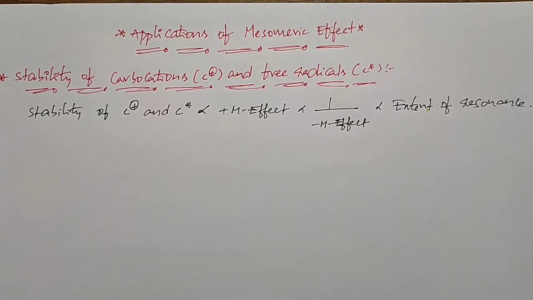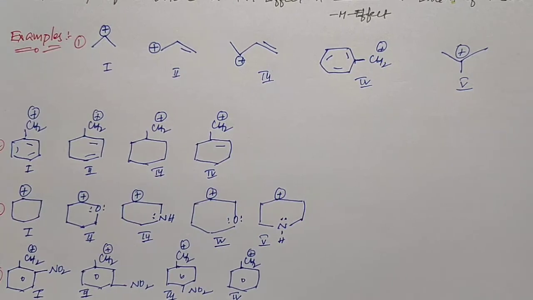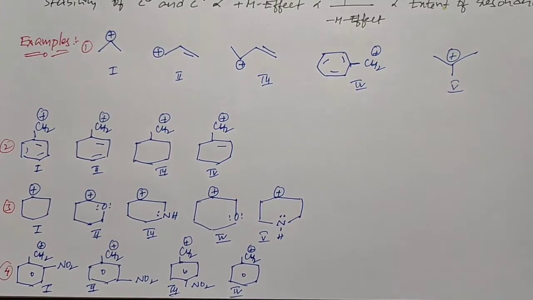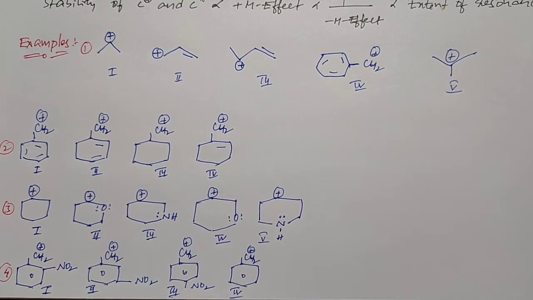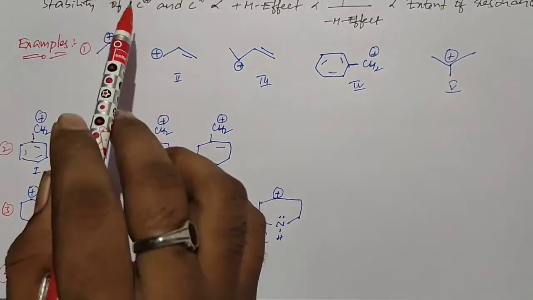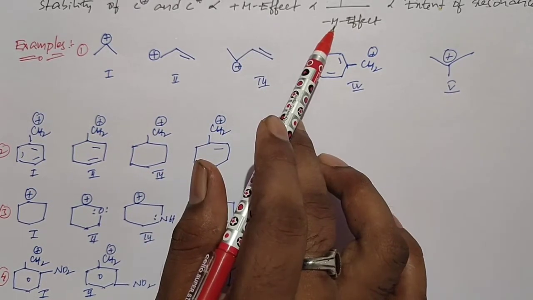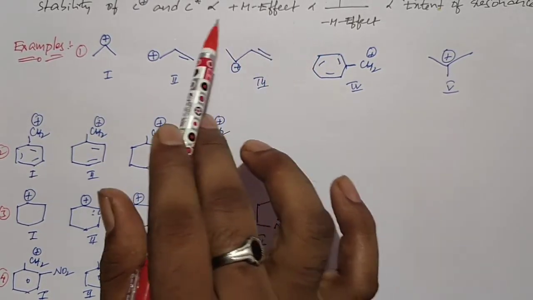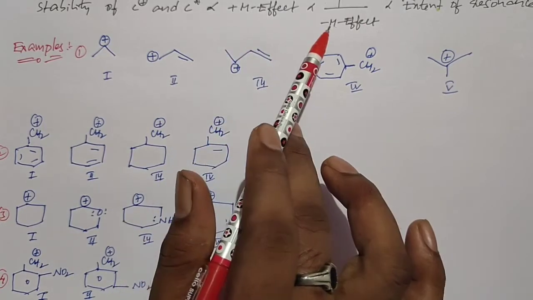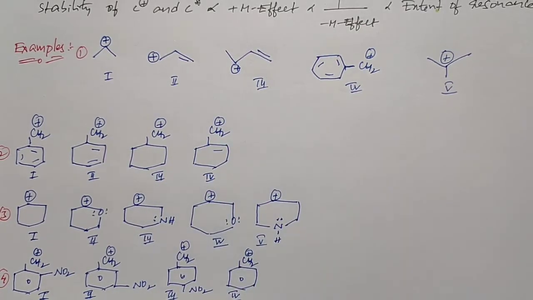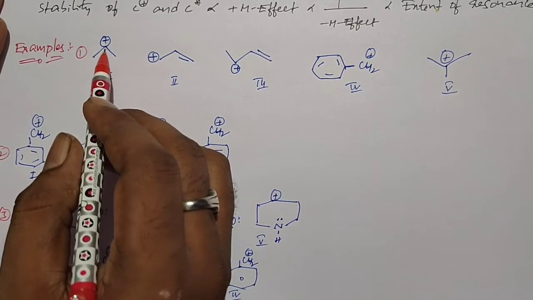So here we are discussing some examples based on the stability of carbocation and carbon free radical. You know very well, stability of carbocation and carbon free radical is directly proportional to plus M effect, inversely proportional to minus M effect. At the same time, it is directly proportional to plus I effect and inversely proportional to minus I effect also. We already discussed it in the inductive effect. So this is the first example.